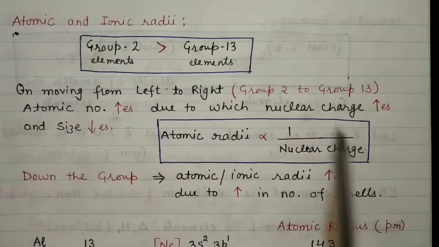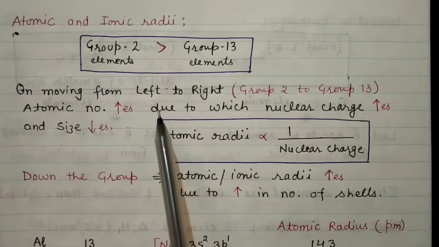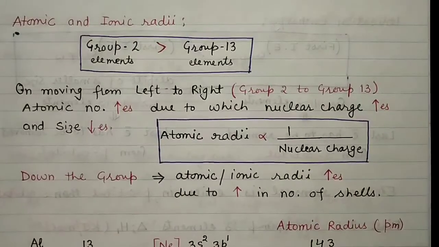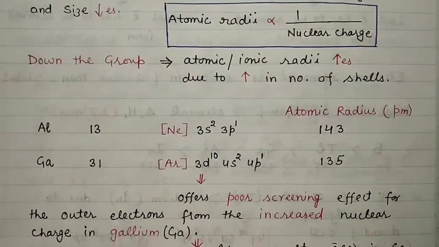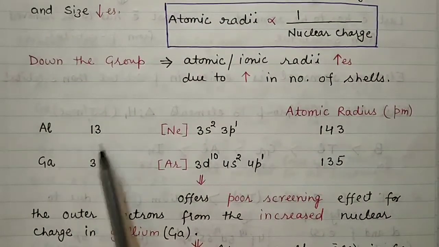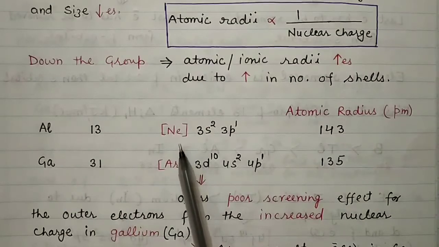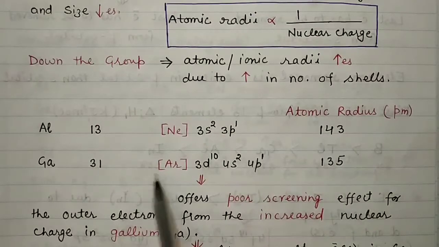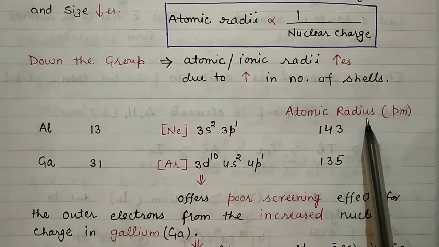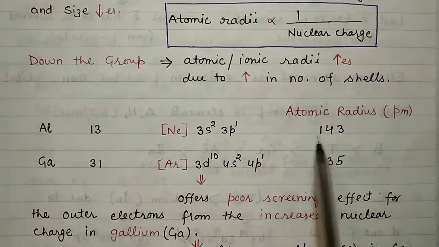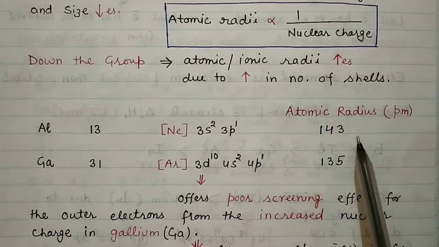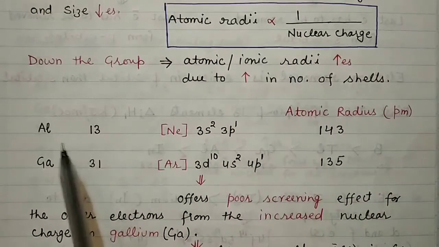But as we move from group 2 to group 13, the atomic or ionic size keeps on decreasing because the effective nuclear charge will have the higher value. So if you see, in the case of aluminium and gallium, aluminium is 13, gallium is 31, electronic configuration, neon 3s2, 3p1 for aluminium, argon 3d10, 4s2, 4p1 for gallium. Atomic radii, when the radius value is given in picometer, for aluminium it is 143 and for gallium it is 135. You will see that the value of atomic radii for gallium is lower and for aluminium is higher.